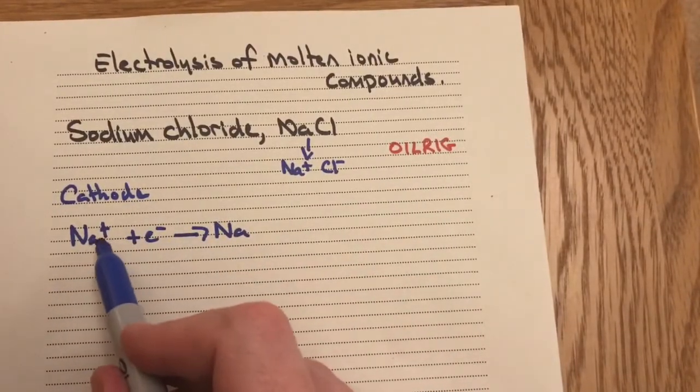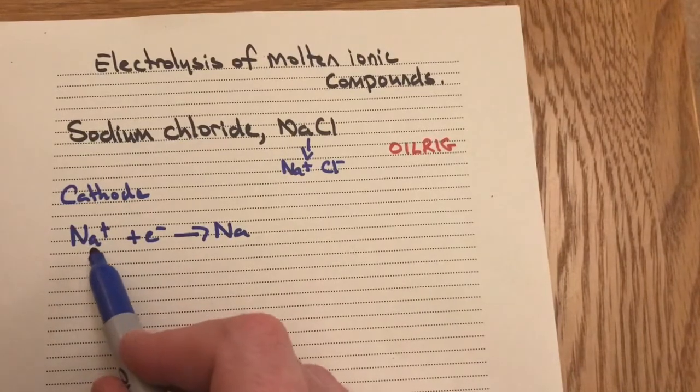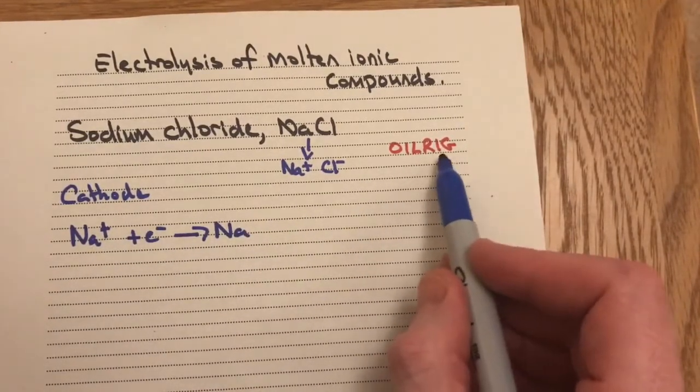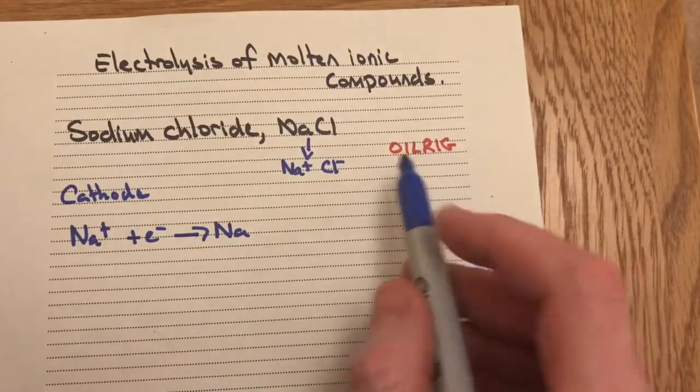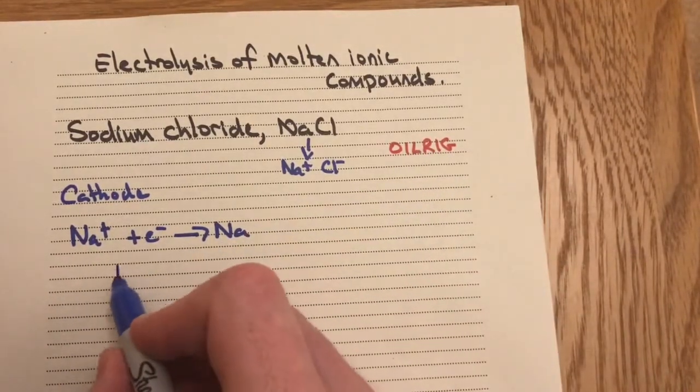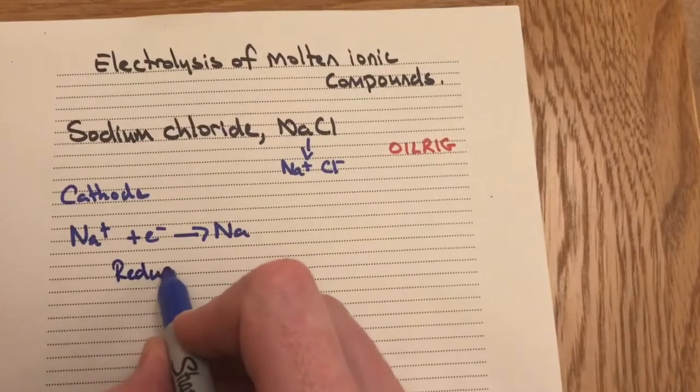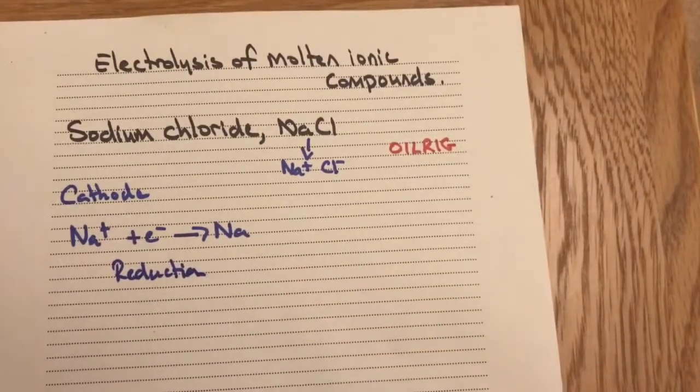So the sodium ion is gaining an electron. If we use OIL RIG to help us understand this, oxidation is loss, reduction is gaining. Therefore this reaction here at the cathode is an example of a reduction reaction.